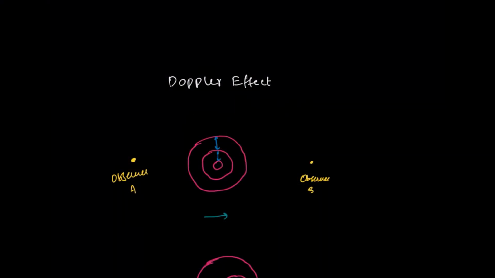Okay, so today we're going to study what is Doppler effect. So Doppler effect is defined as the apparent change in the frequency caused by the relative motion between the source of the wave. So in this case, this is the source of the wave, and the observer.